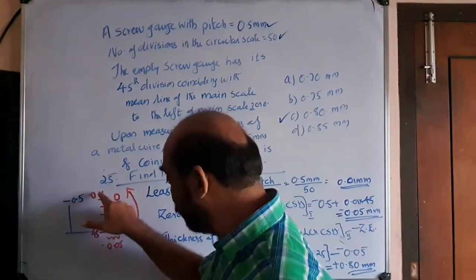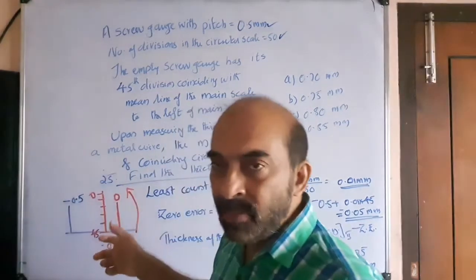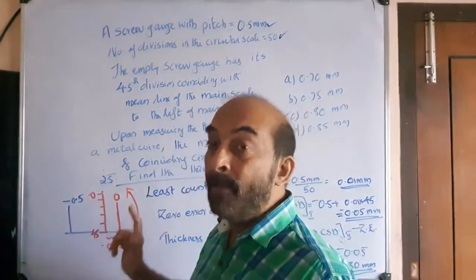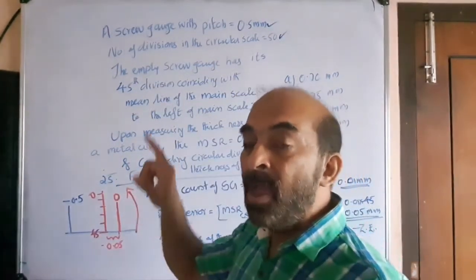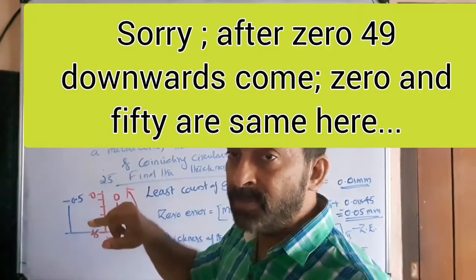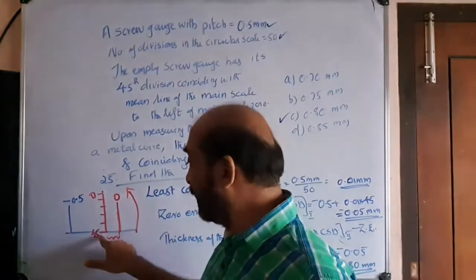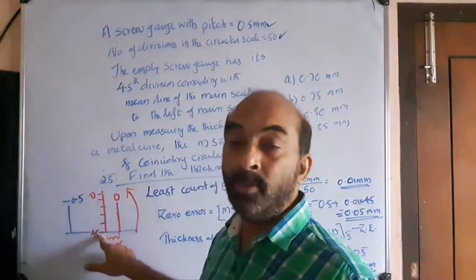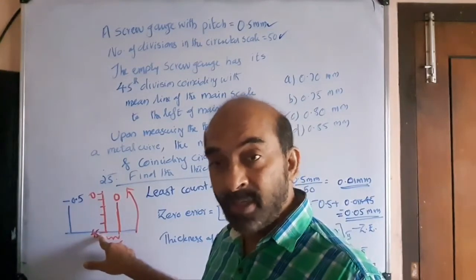The circular scale proceeded a bit more. How many divisions did it proceed? 1, 2, 3, 4, 5. Only a little has gone forward. But the reading is 45. Why? Because it is a circular arrangement. After 0, again 50 comes, 45 comes that way. That's the only reason why 45 came. It doesn't mean it has proceeded through 45 divisions. It proceeded only through 5 divisions. That you have to remember.